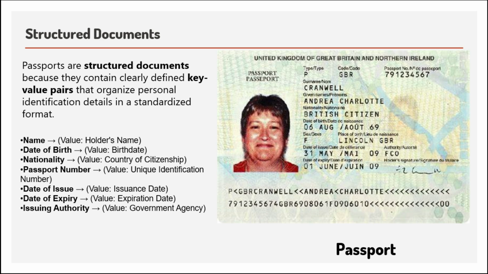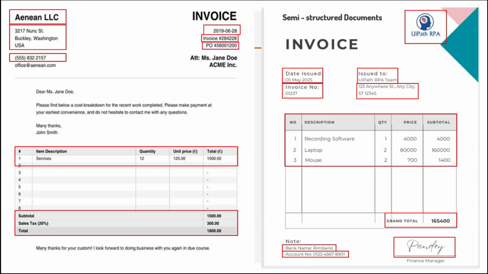Let's go to the semi-structured documents. Semi-structured documents are a mix between the structured and unstructured documents. This is a bit trickier, and these have some structure, but the layout may vary between the vendors. For example, invoices, receipts, purchase orders, bank statements, healthcare lab reports, resumes, etc.